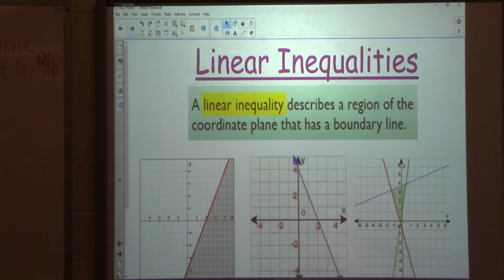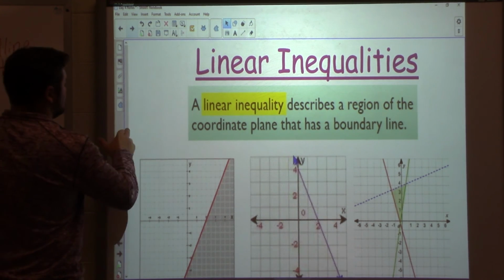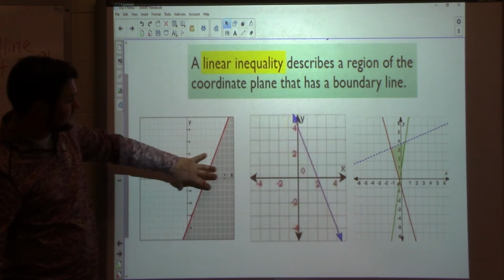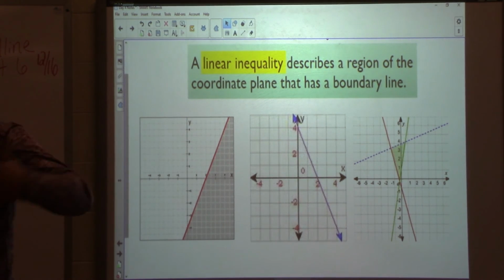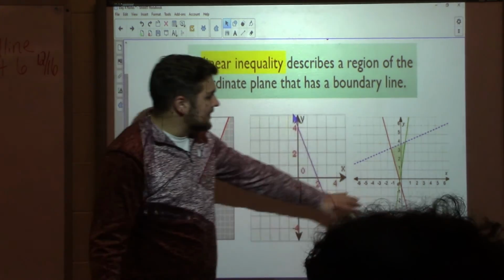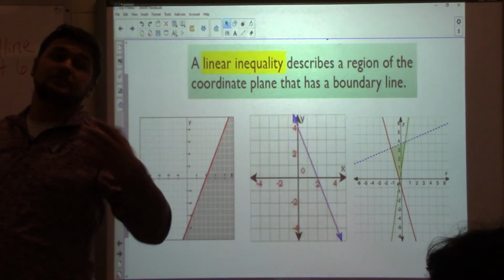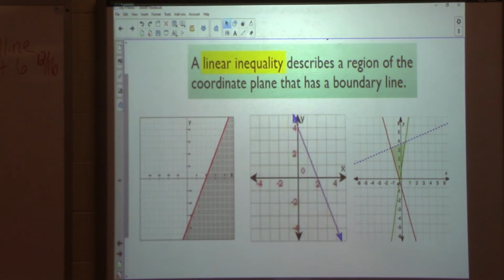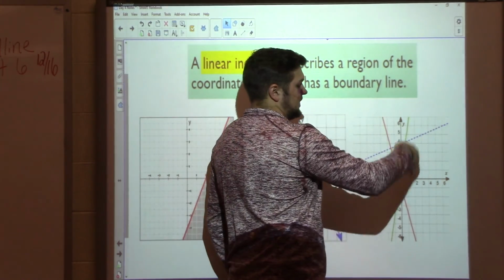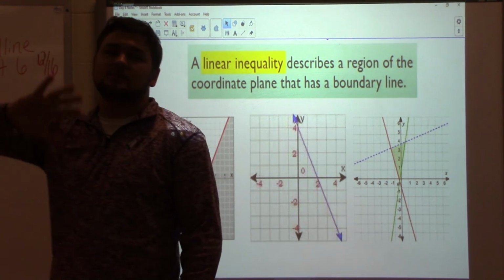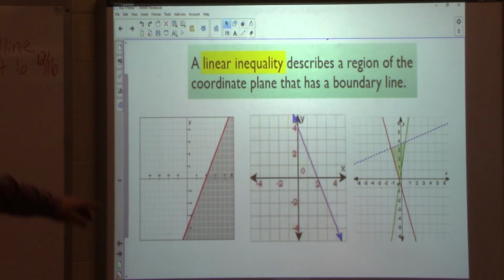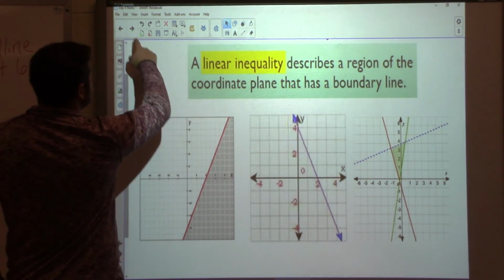A linear inequality describes a region in the coordinate plane that has a boundary line. So today we're going to do things like this first graph and the second graph, where we have a line, and we're taking a part of our coordinate plane and shading it. We're making it into our answer. This last picture, we're going to do next unit, in Unit 8, Solving Systems. We're going to graph what we call a system of inequalities, so we'll have more than one inequality on our graph, and where they overlap is where we shade. This unit, we're just going to focus on these two on the left and in the middle.